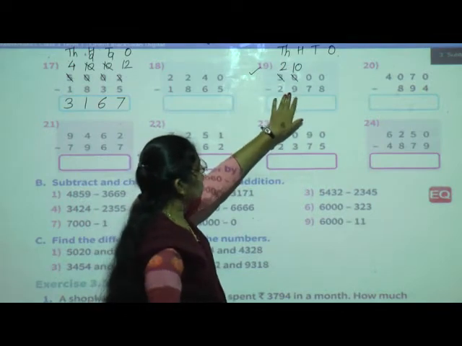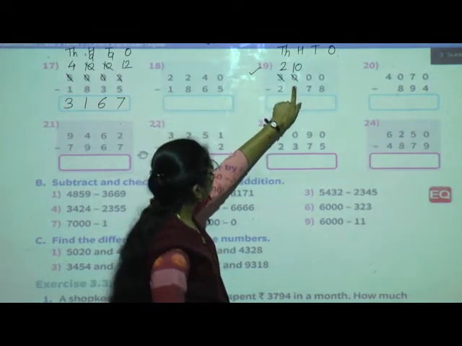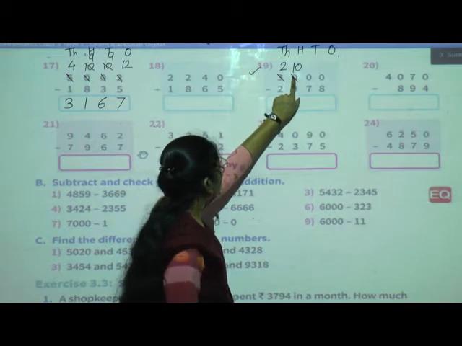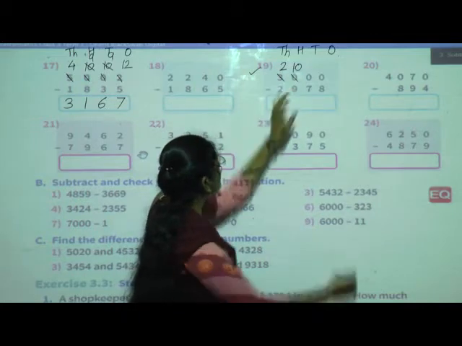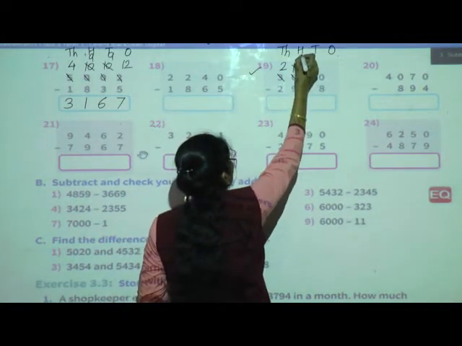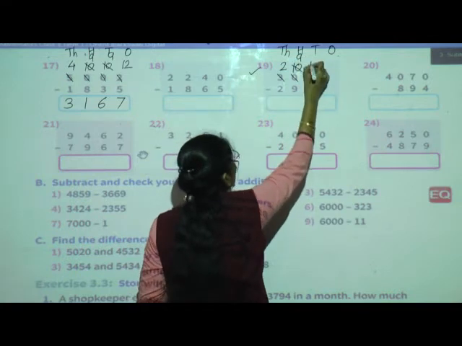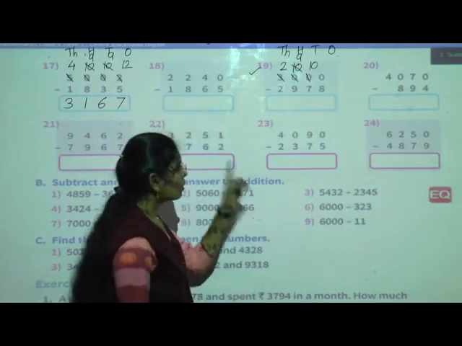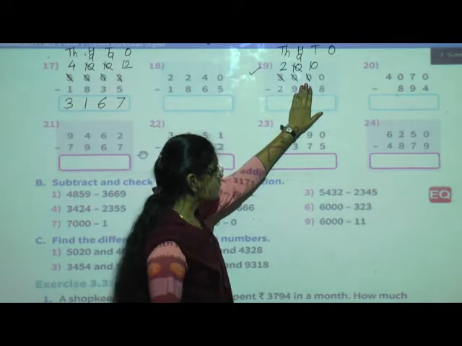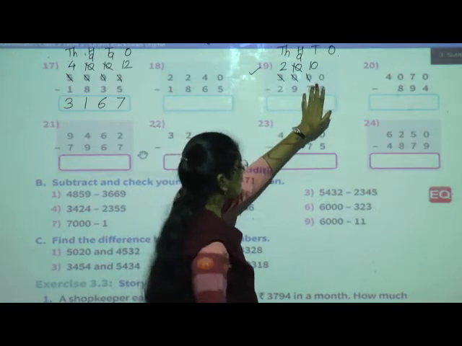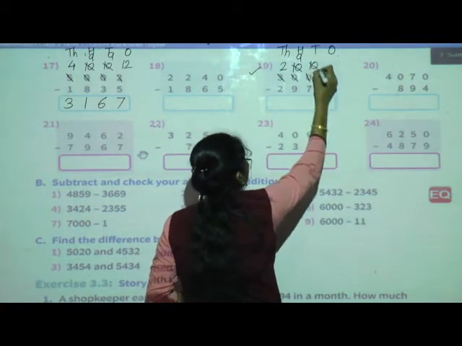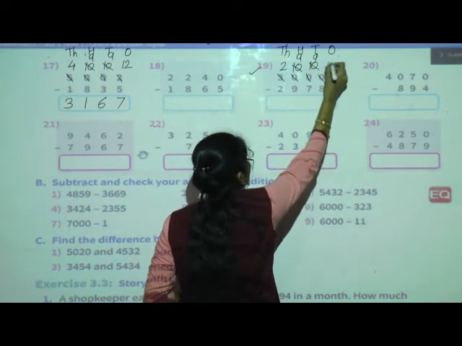Now this 100 is having 10. So we will take one borrow from this hundreds place. Okay. So 10 minus 1, here 9 will remain and this 0 will become 10. Now take one borrow from the tens place. Now this tens is having 10. So 10 minus 1 again 9 and this 0 will become 10.